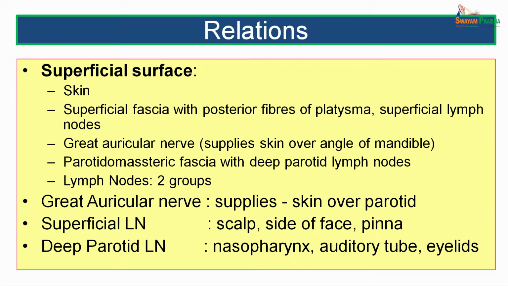Thus, there are two groups of lymph nodes related to the superficial surface. The great auricular nerve supplies the skin over the parotid gland, especially the skin over the angle of the mandible. The superficial lymph nodes seen here drain the side of the face and the pinna. Deep parotid lymph nodes will drain the lymph from the nasopharynx, the auditory tube and the eyelids.